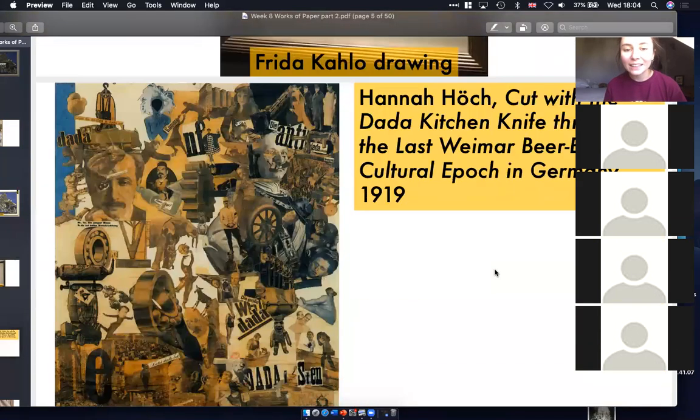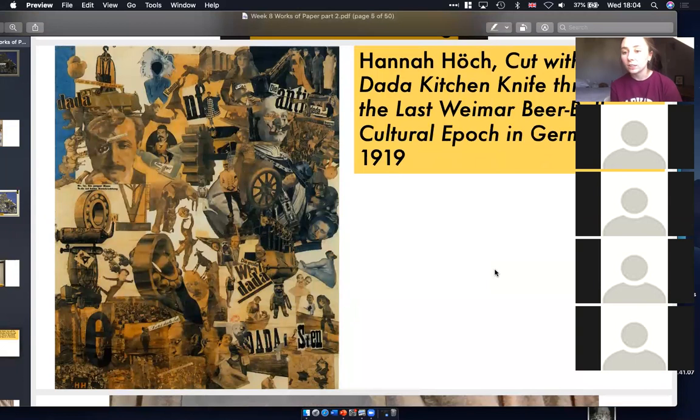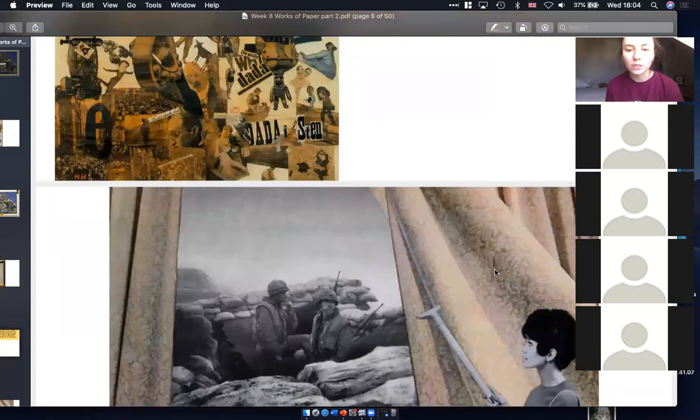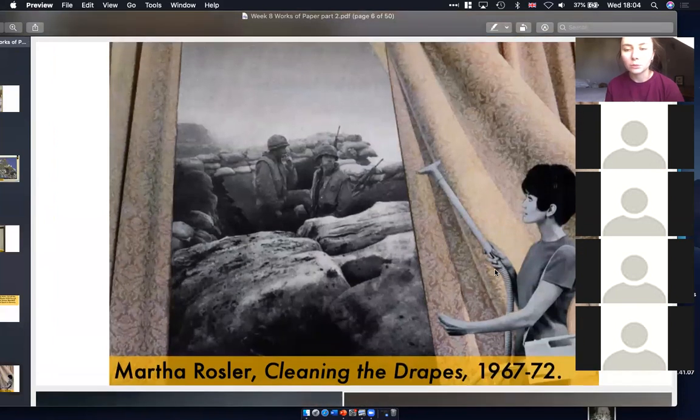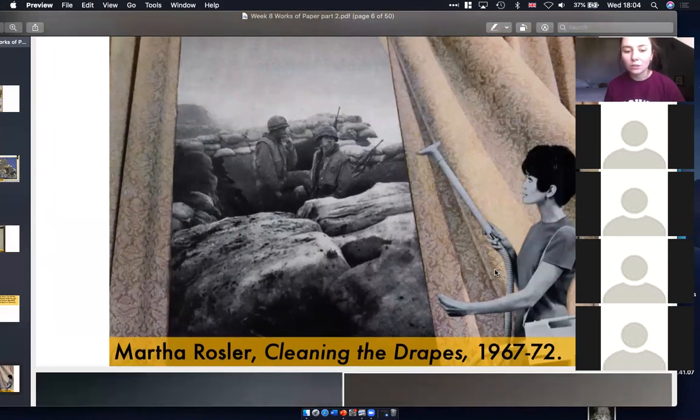And then we looked at collage, very political collages. This one is perhaps the most obviously political one we looked at, that incorporated war photographs. So that was kind of the third use of paper that we did.